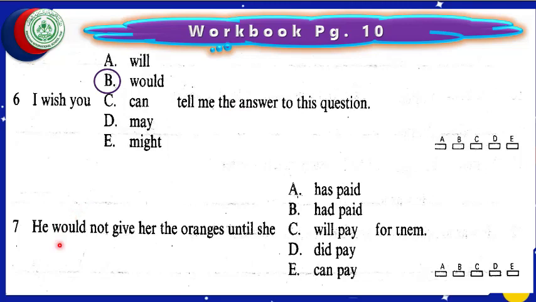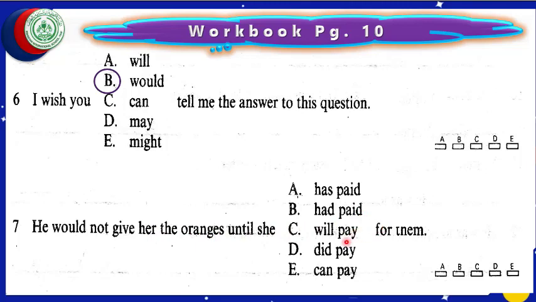Next part is he would not give her the oranges. He would not give her the oranges until she has paid for them. Would is the second form here. That is why we shall write here had. He would not give her the oranges until she had paid for them.